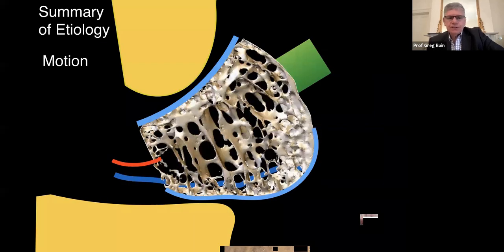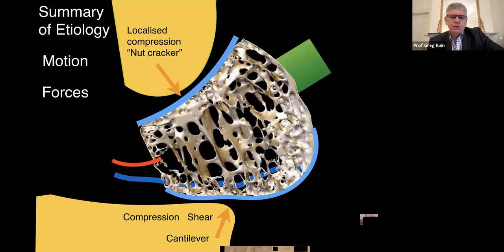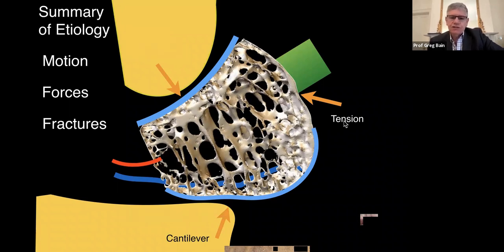And so we developed this summary of etiology of Kienbock's disease. So we know there's a motion of the wrist, and we can see the arteries and veins. We know that there are forces that are applied onto the lunate. So we have this compression and a shear force here. We know that there's this sort of nutcracker effect, and the ligaments will, of course, have a tension.